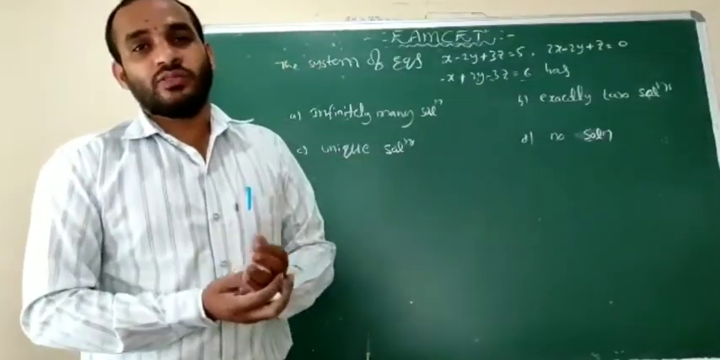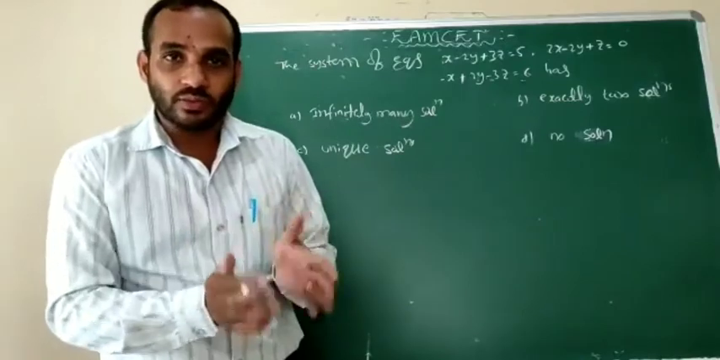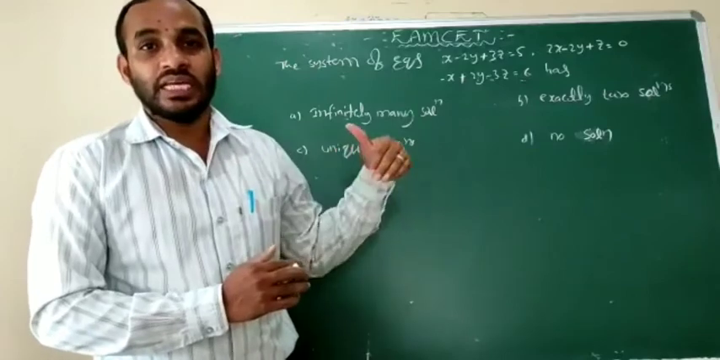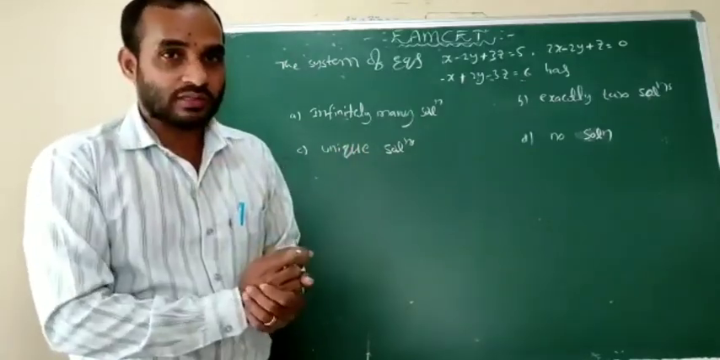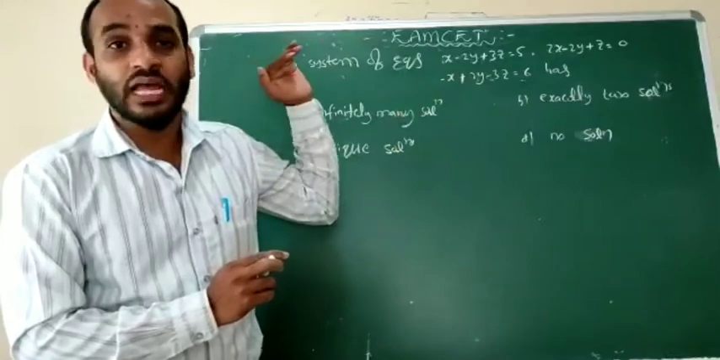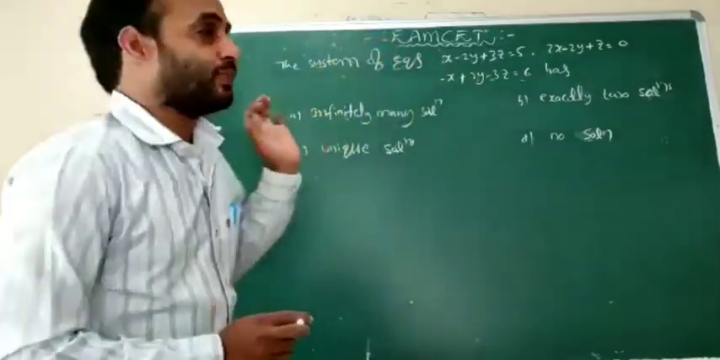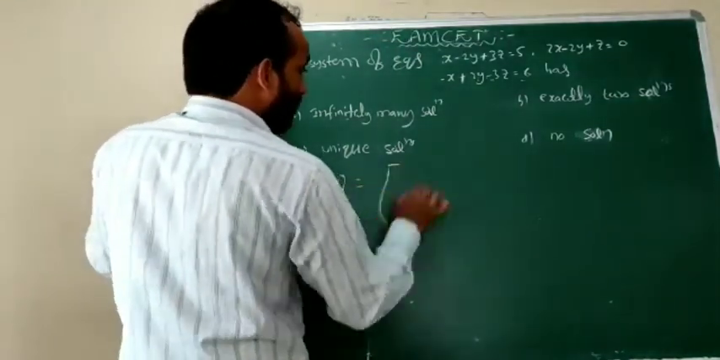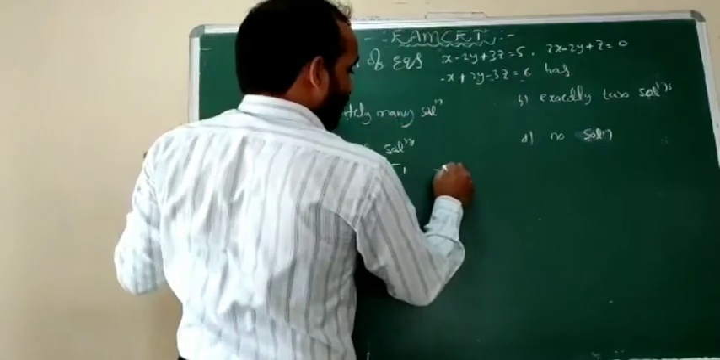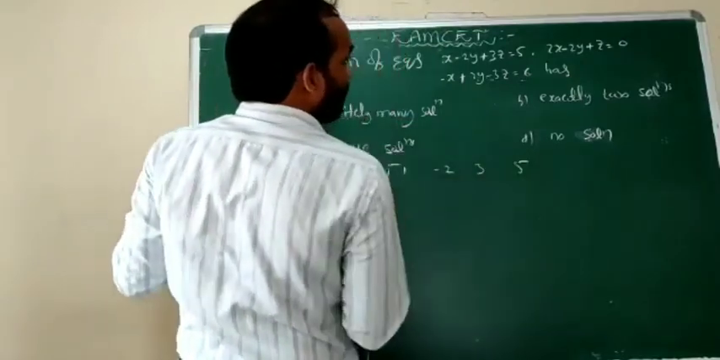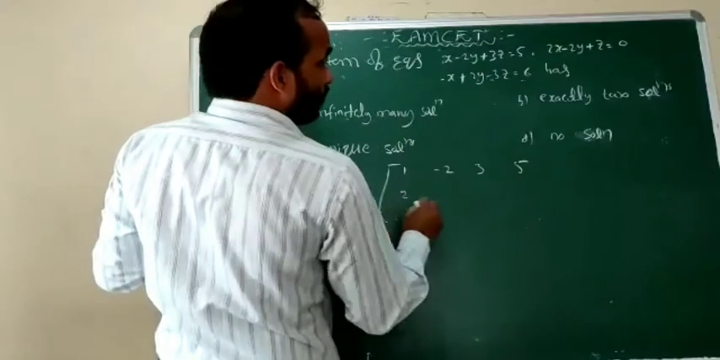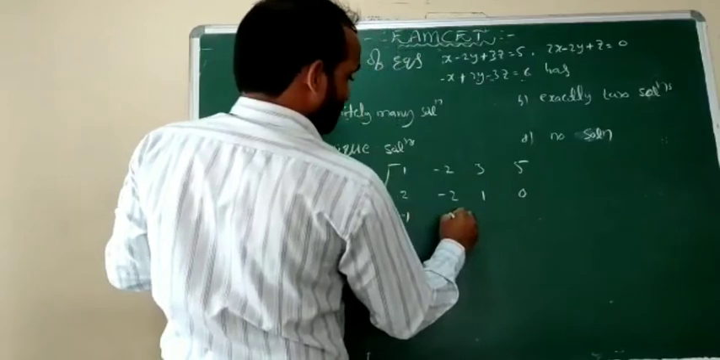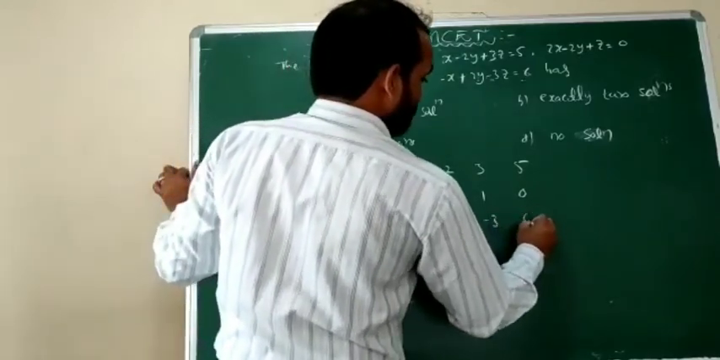So this is non-homogeneous equations. How do we find these solutions? Exact solutions, no solutions, unique solutions, infinite number of solutions. You have to remember that. When deciding, first you form the augmented matrix, only a single step. So the solution AD is equal to, what is the first one? Here is 1, minus 2, 3, 5, next 2, minus 2, 1, 0, minus 1, 2, minus 3, 6.